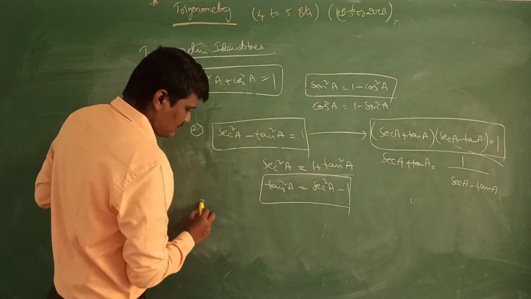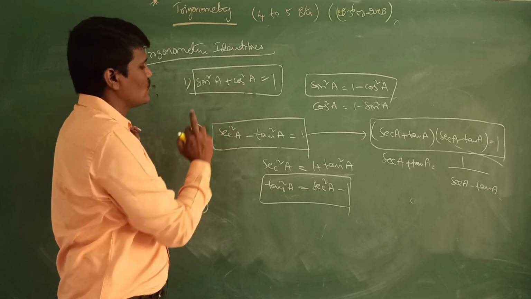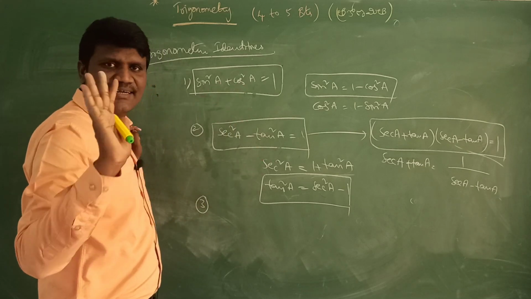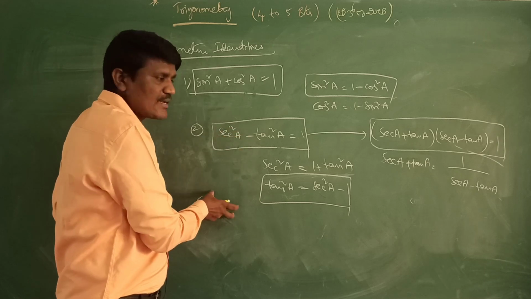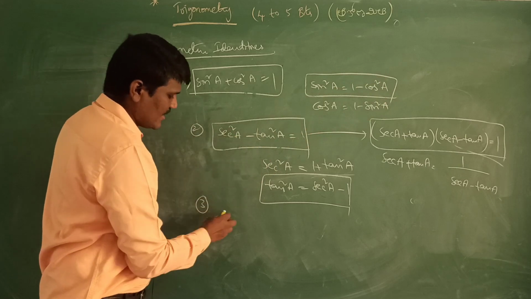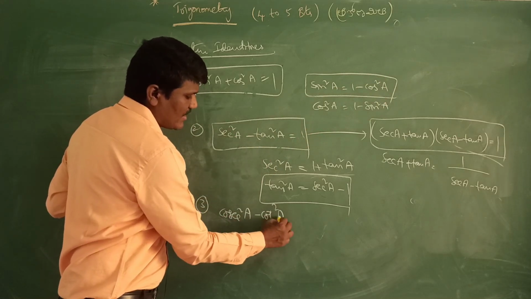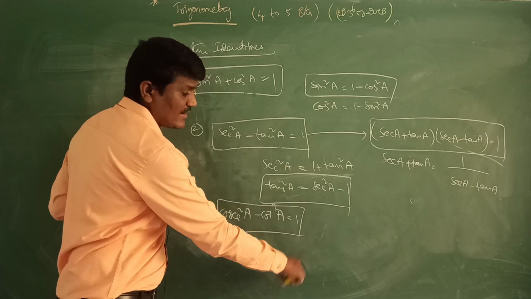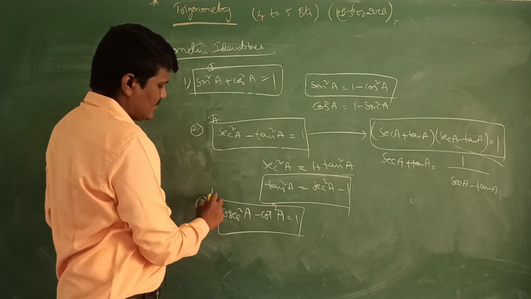So identity 3. What is the leftover ratio? Sin and cos are over, sec and tan are over, remaining are cosec and cot. Same way, in place of sec you write cosec, in place of tan you write cot, remaining all are the same. So cosec square A minus cot square A is equal to 1. This is identity number 3. Identity 1, identity 2, identity 3.